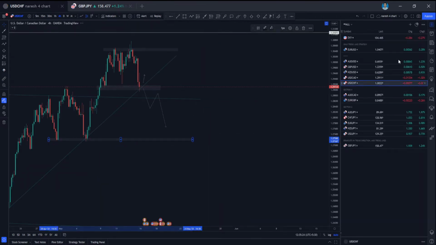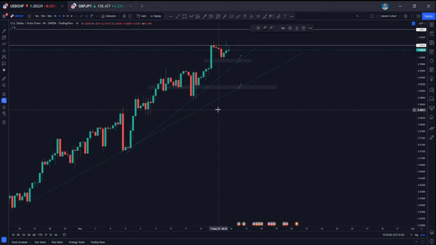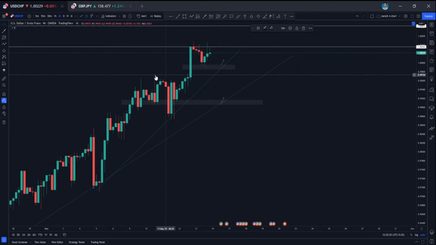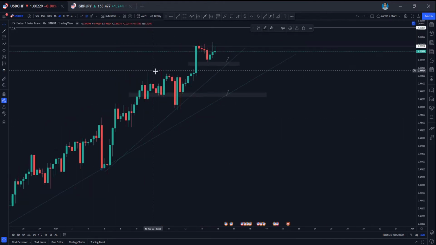Next would be USD CHF, guys. USD CHF is super bullish, and I will not be looking for short entries in USD CHF, because it is continuously moving up, and we are able to see an important support forming in this area. So if it is coming to this trend line and this important support area, you can look for short entries if it is holding this level.